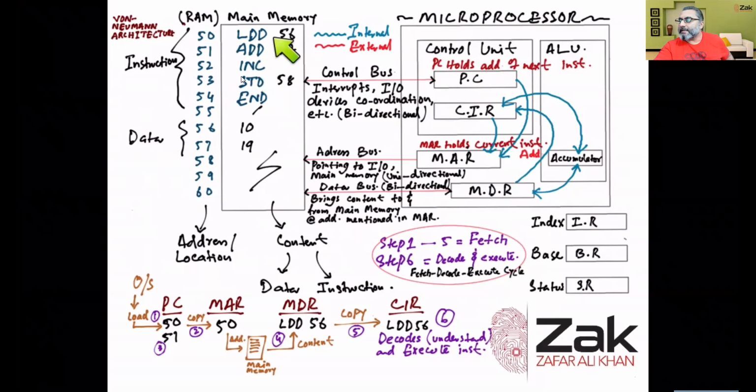It is one instruction, LDD, load directly from address 56. And this instruction and address are at different memory locations. This instruction itself is at 50 and this data is at 56. That means this instruction now knows where the data lies. No matter if this instruction is in binary form or whatever form, it knows where the data lies. So data lies at what? Location 56.